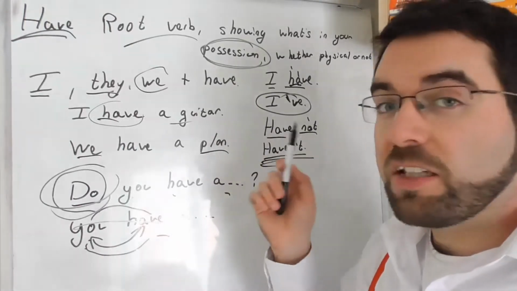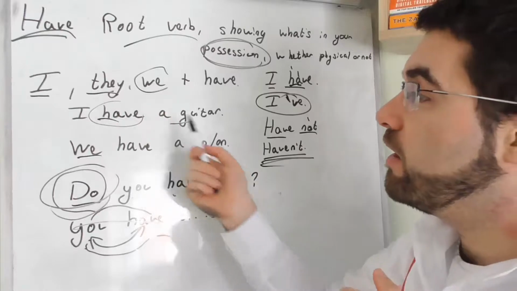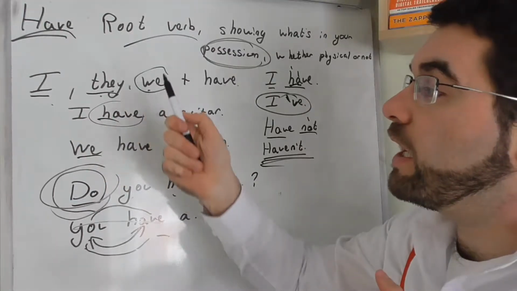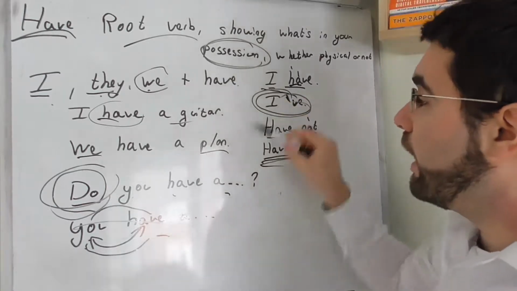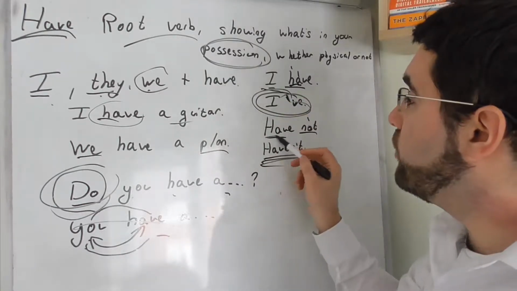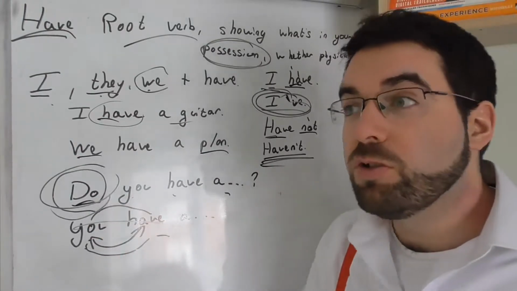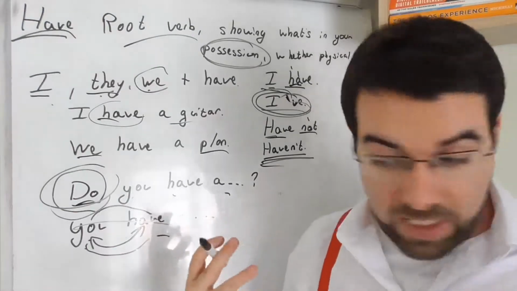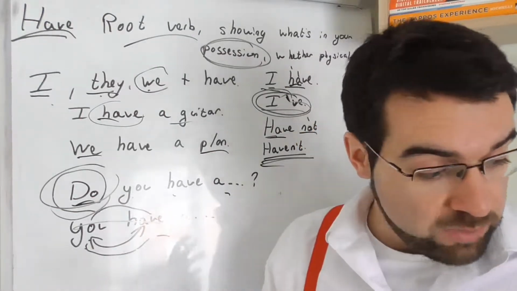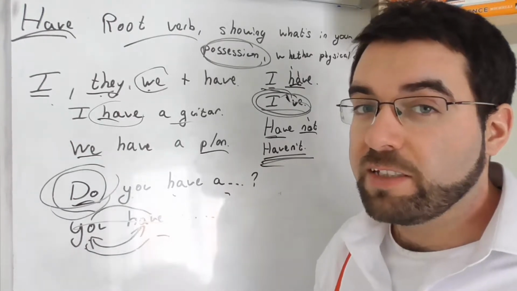Have. The basic root verb showing what's in your possession. I have, they have, we have, you have, I have a guitar, I haven't, I have not, I've got, do you have, do they have, do we have a chair? Don't know. Let's keep going.